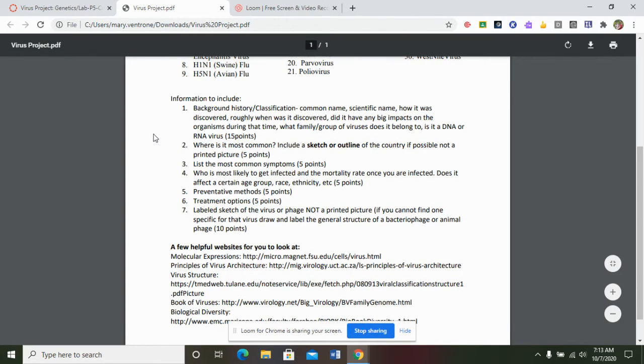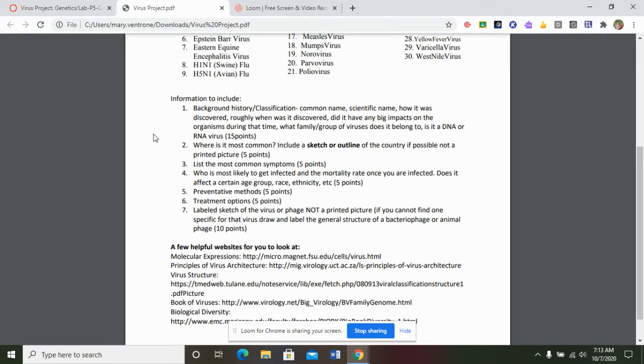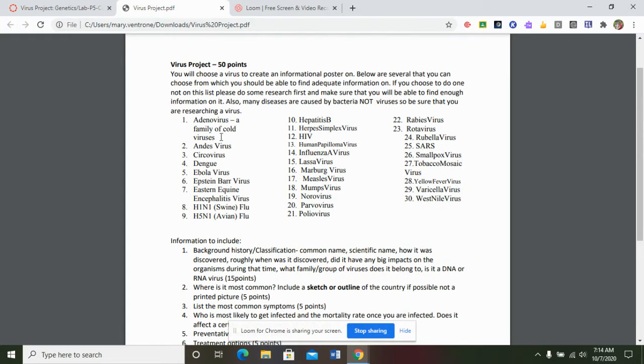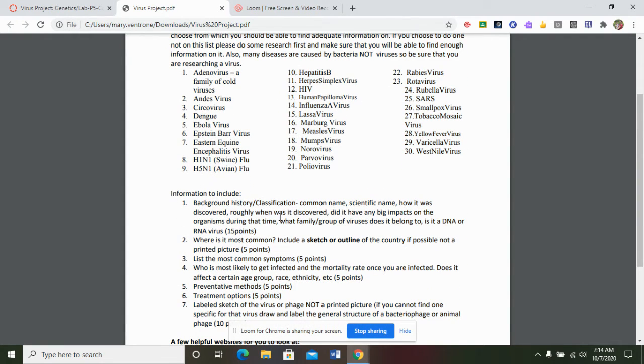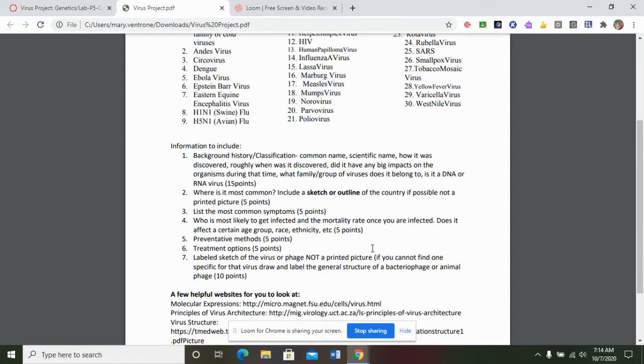Okay, anyhow, information that you want to include. You need a little bit of background and history on it, along with the classification. So tell me what its common name is. This is like its street name. If you're outside, what are you going to hear? You never hear, oh, I have an adenovirus. Someone says, oh, I got a cold. So what do normal people call it? And then give me the scientific name.